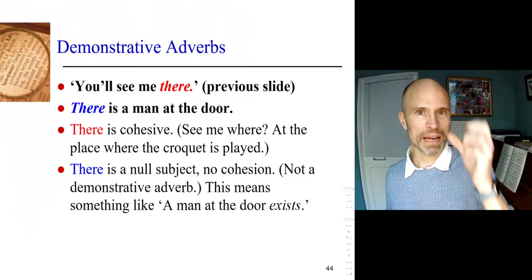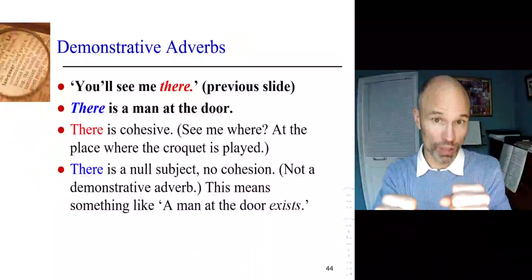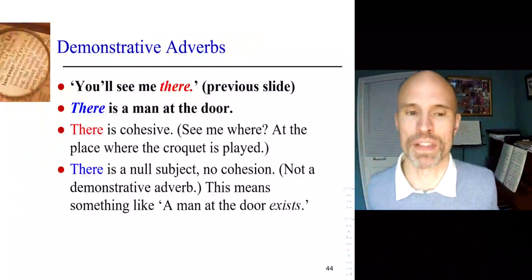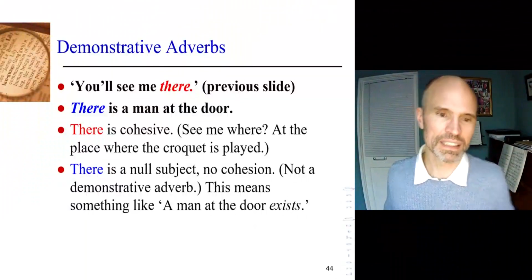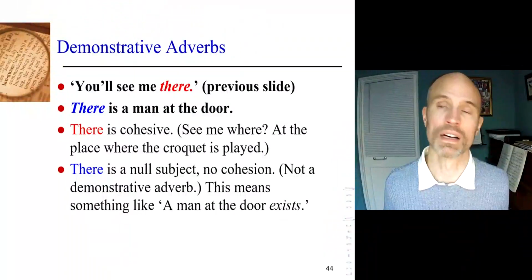Notice it always comes with that pattern: there and a to be verb. There is, there are, there were. That's the typical pattern. There and a verb that shows existence doesn't point at anything, it just means existence, right?